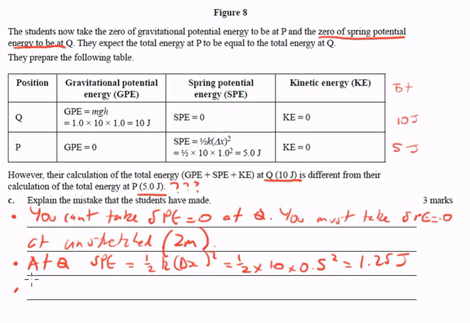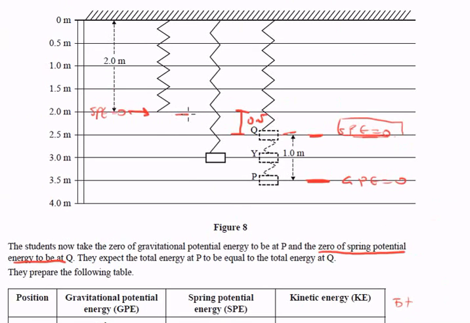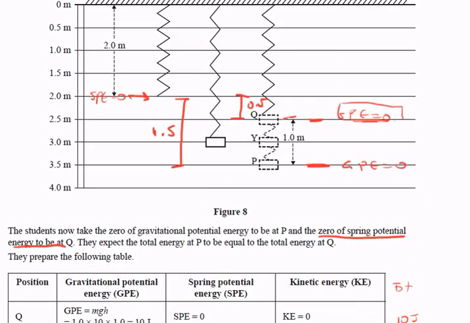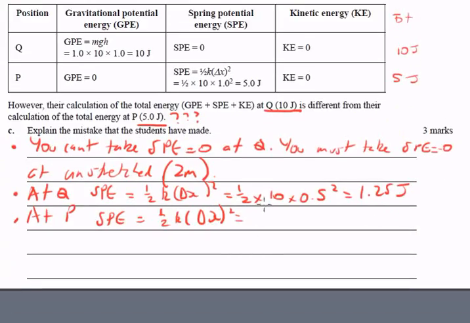And then if you do the calculation at P, the spring potential energy equals a half times K times change in X squared, and at P, which is down here, it's stretched by 1.5 meters. Is it really meters? It is meters. It's a long spring. Half times 10 times 1.5 squared, and that equals 11.25 joules.